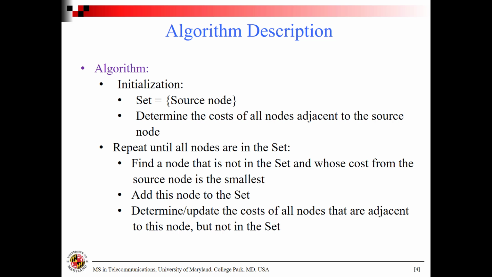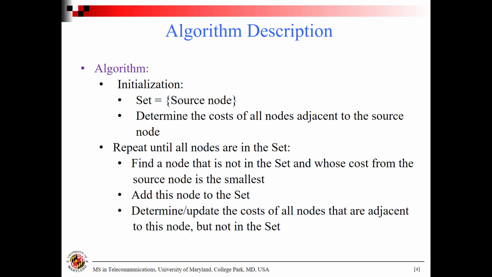Alrighty, so looking at the details, you could see the first step is initialization. During this step, we will add the source node to this set of processed or discovered nodes. Then, still during initialization, we would determine the cost of all the nodes that are adjacent to this source node, basically all the other nodes which are directly connected to the source node. And then we would enter this loop. If you have V vertices in the network, then it would run V minus 1 times. We would keep repeating until we have put all the nodes in the set.